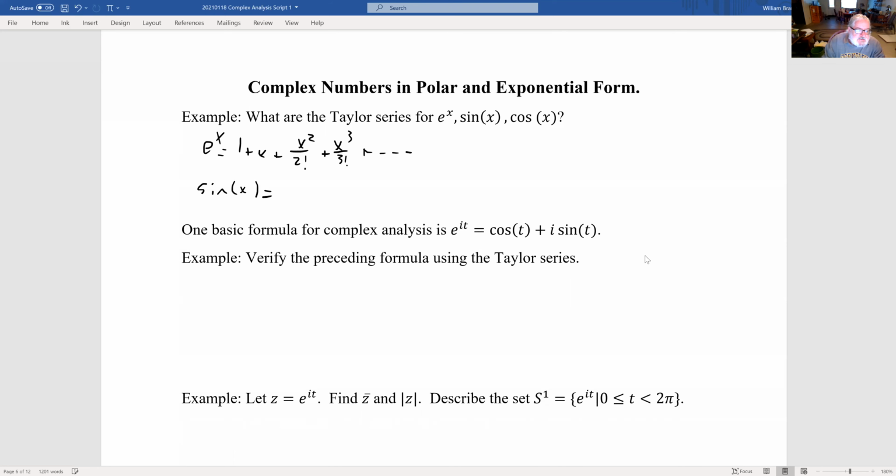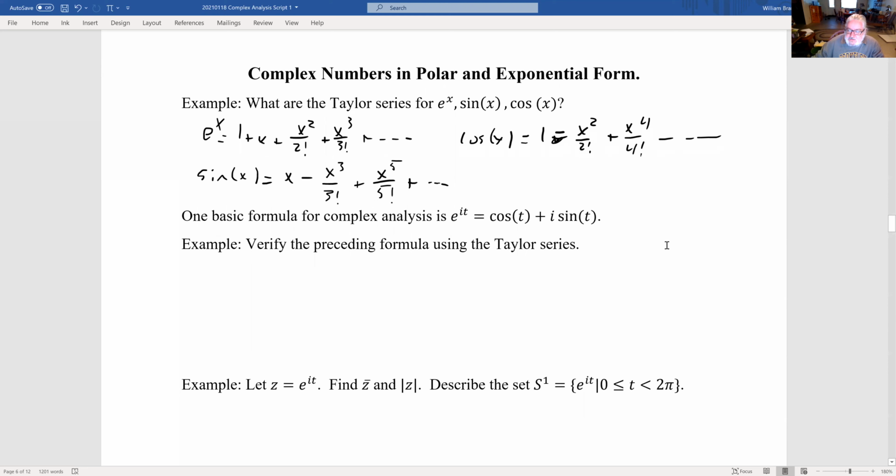Sine x, sine is an odd function, so the Taylor series is just all the odd terms, and it switches signs, plus dot, dot, dot. And cosine x is all the even terms, so it starts with a 1, and it switches signs, so minus x squared over 2 factorial, plus x to the 4th over 4 factorial, minus more stuff. Okay, so that's e to the x, sine x, and cosine x. And they look really similar.